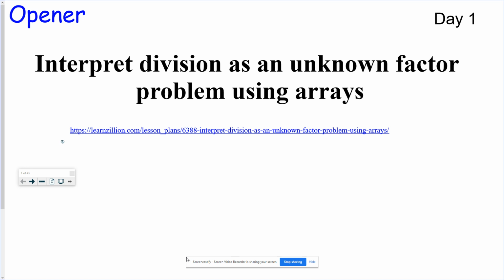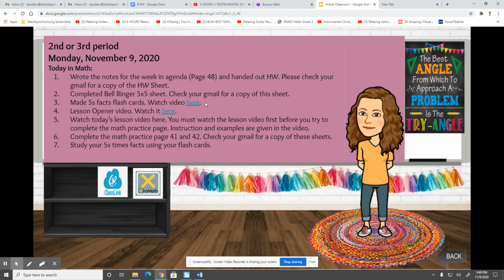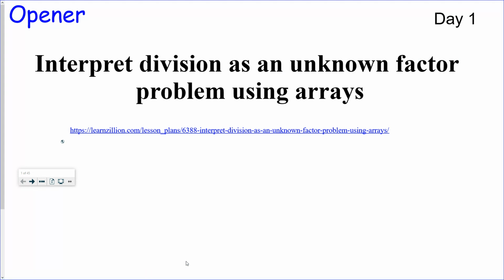Today's lesson, we are starting with a new skill, and the opener was put on the Google Drive. So if you have not watched that opener, come back to this page and click on this tab to watch the lesson opener video, it's a Learn Zillion video, and then come back and watch this lesson video with Miss Outlaw. That way you will have gotten all of the same things that the students got in class today.